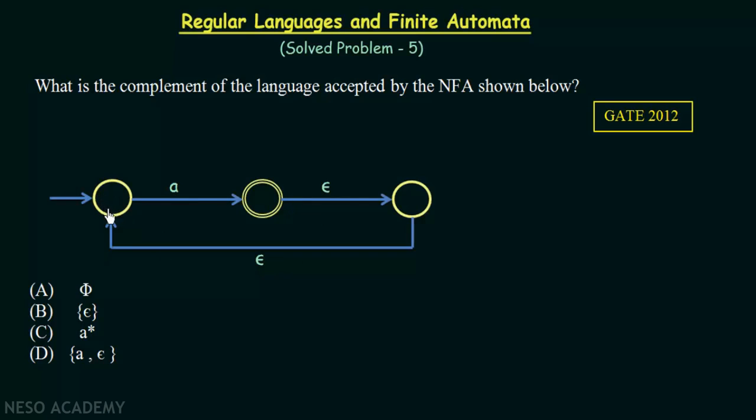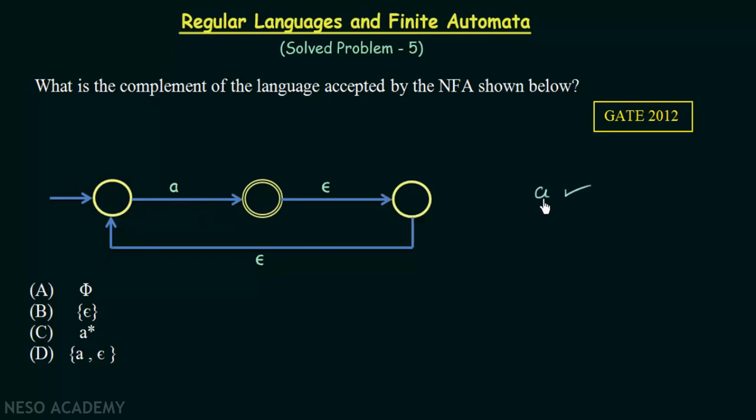So if we analyze from here, if we start from this starting state, and if we get the symbol A, it goes to the final state. So if we get A, it goes to the final state and it gets accepted. And after it gets A, if we get nothing or the empty symbol, it goes to this state over here. And even in this state, if it gets the empty symbol or epsilon, it comes back to the starting state. And in the starting state, if we get A again, then it goes to the final state.